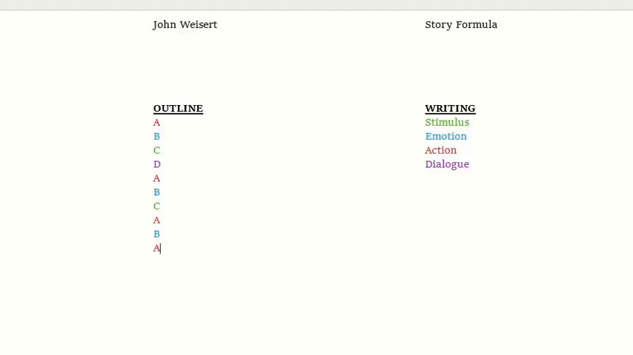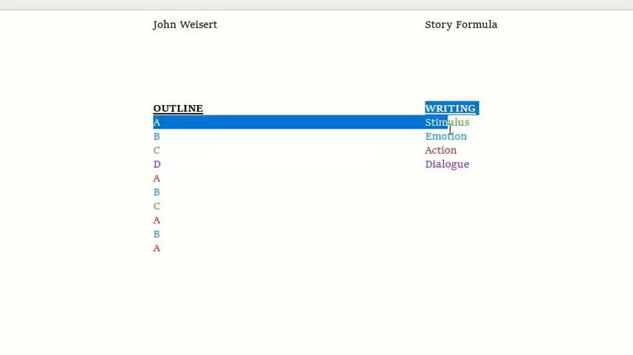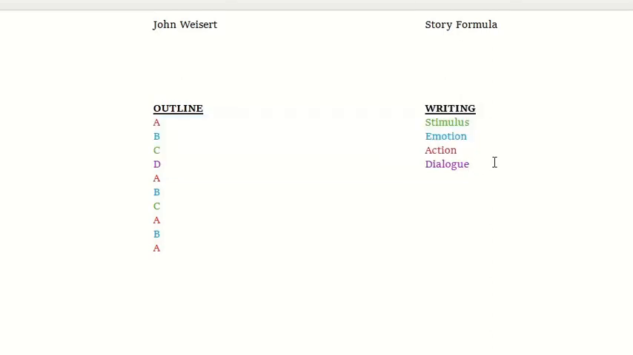So, what is the story formula? Basically, you take your story idea and you plug it into these elements, and what should come out is a proper story. Here you have the outline for your story, and here you have the writing for that outline. Each letter in the outline represents a plot or a subplot.